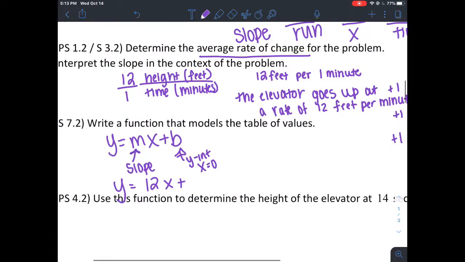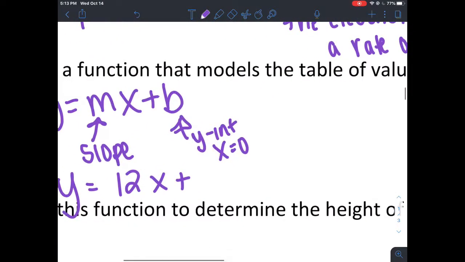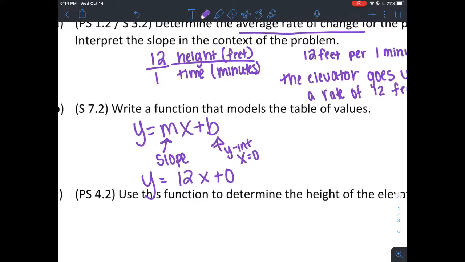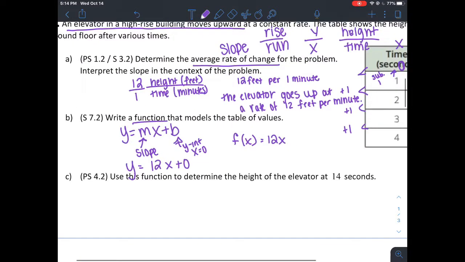We're not starting in the air. Makes sense. So then we'll plug in our y-intercept, which is 0. If we wanted to be super thorough, the function is actually f of x equals 12x plus 0, but plus 0 doesn't mean anything, so I don't have to write it in. It doesn't really change anything. I can leave it as f of x equals 12x.